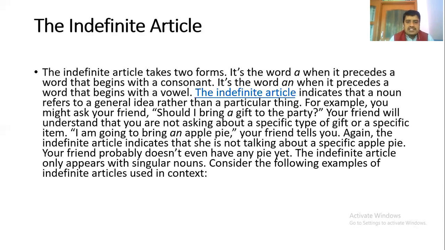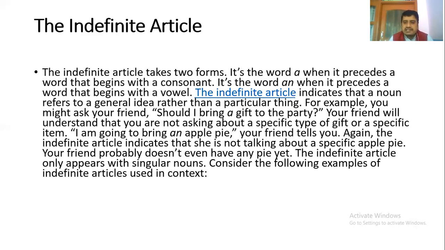Okay, the indefinite article takes two forms. It is the word a when it precedes a word that begins with a consonant. It is the word an when it precedes a word that begins with a vowel. By these two sentences, we can know that the indefinite article is used before words which start with a vowel and a consonant letter. So we must be clear about the vowel and consonant sounds. We will make some examples later in this session.